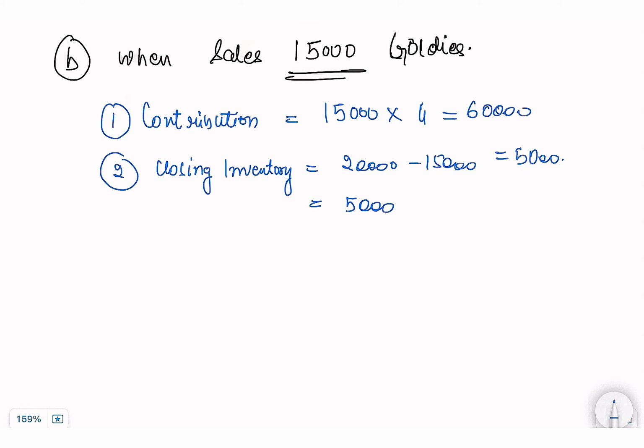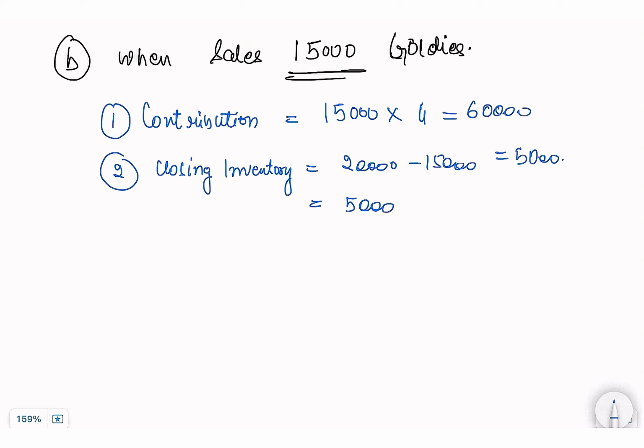Now the third point is profit. Profit is 60,000, okay, minus 45,000, that is fixed, is equal to 15,000. Profit is 60,000. Why am I taking this? Because this is the total contribution. What is the total contribution? It is 60,000 here, minus 45,000 fixed cost.